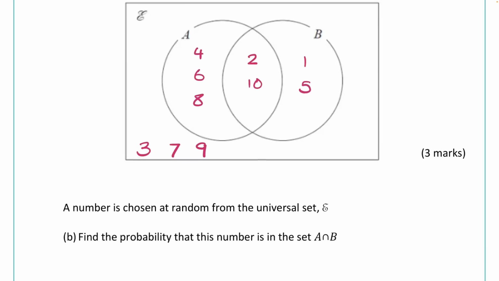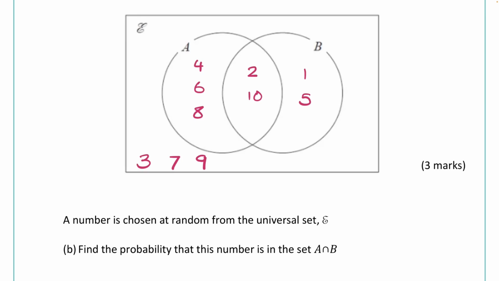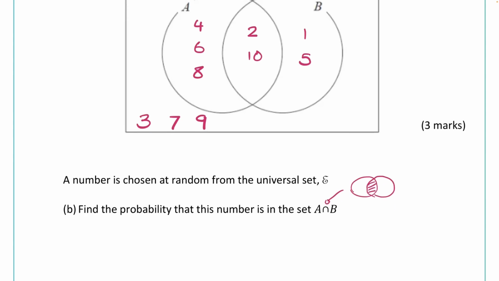Now it says in part B here, a number is chosen at random from the universal set. Find the probability this number is in the set A, and then we have this little N symbol, B. Now that one there stands for the intersection. So this particular one is looking at this crossover point here in the intersection. We could also be asked the little U shape, and that refers to everything within the circles. So the left, the middle and the right, just not including the outside.